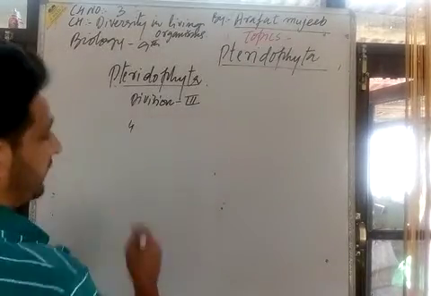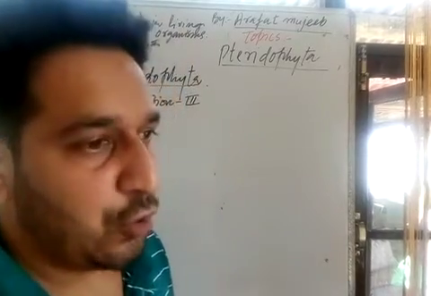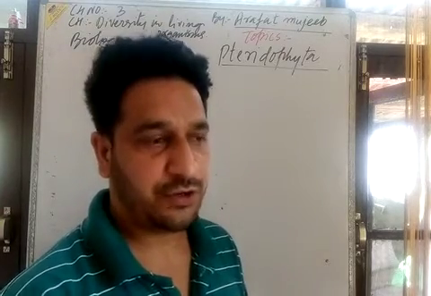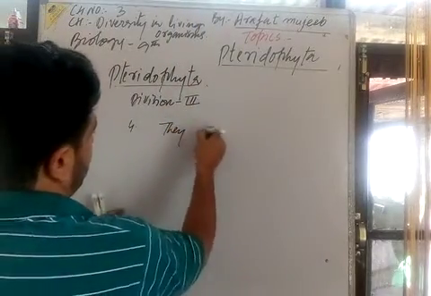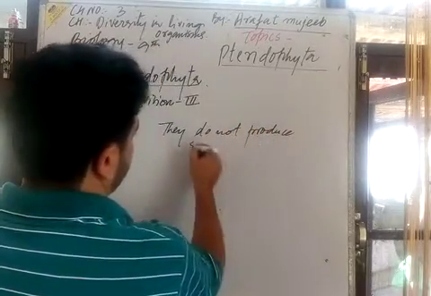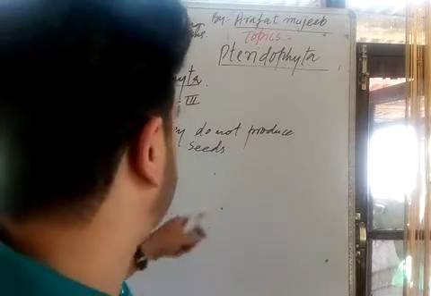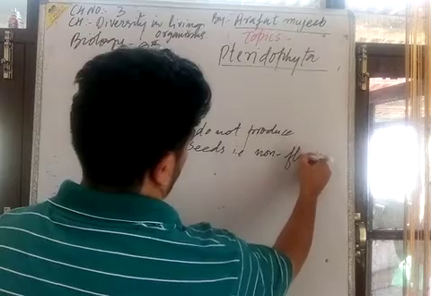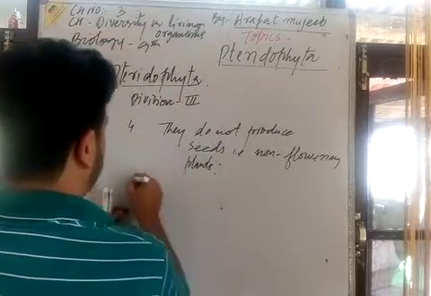The fourth one is they don't produce seeds. They are photosynthetic in nature. Chlorophyll is present in their leaves. They have plant-like features, and they don't produce seeds. That means they don't produce seeds. They are non-flowering plants.